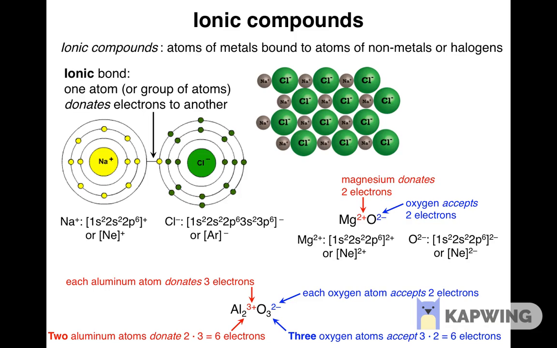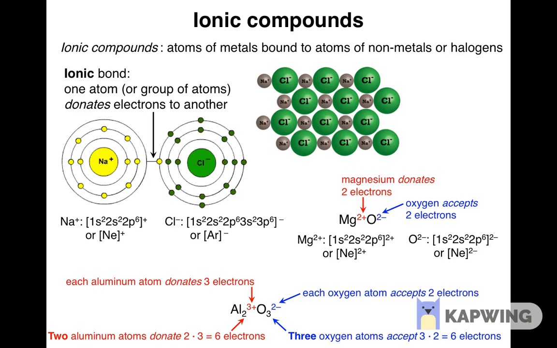total of 6 electrons donated, and 3 oxygen atoms that accept 2 electrons each for a total of 6 electrons accepted. This composition of the basic unit of aluminum oxide ensures that it is overall electrically neutral, and therefore the aluminum oxide solid as a whole is electrically neutral.